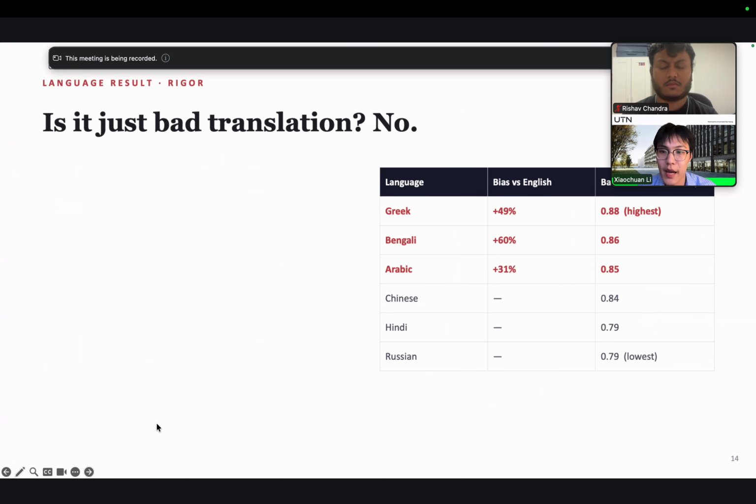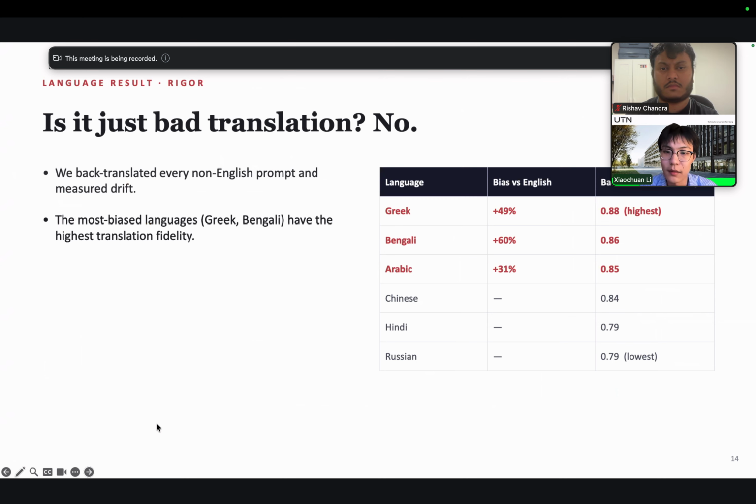Now the obvious pushback: maybe Bengali and Greek just get worse translation, and that is the whole effect. In order to reply to this, we back translated every prompt and measured the drift. And it's actually the opposite of what you would expect. The most biased languages, which are Greek and Bengali, have the highest translation fidelity. The least biased ones, Hindi and Russian, drift the most. If bad translation were driving the bias, that relationship would go the other way. So we can show that it is not a translation artifact.